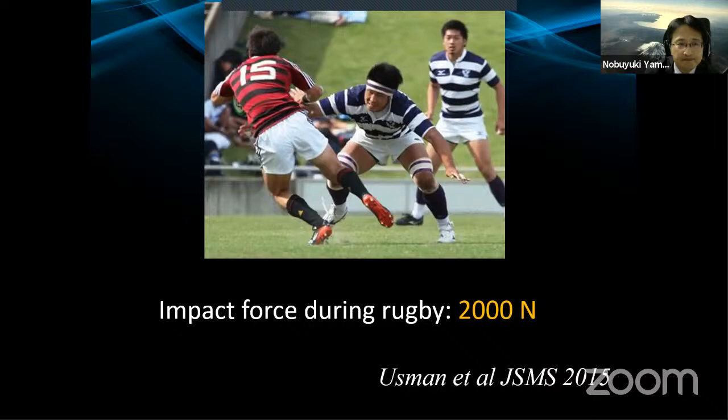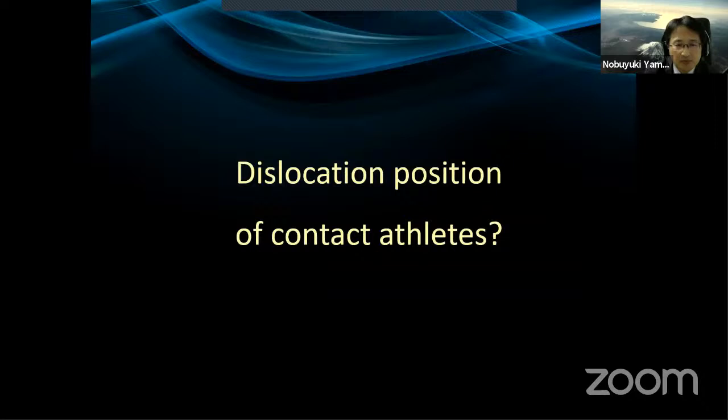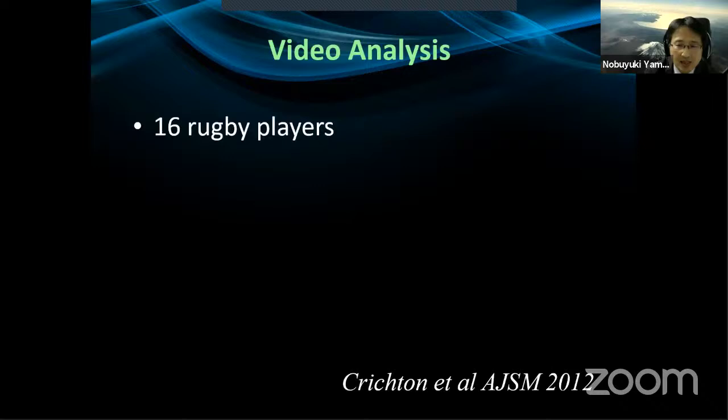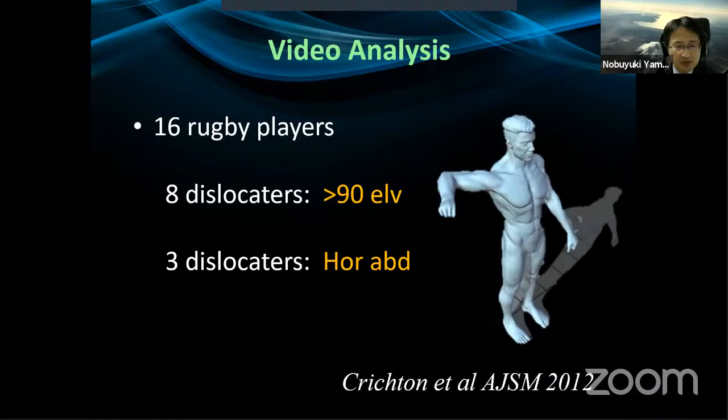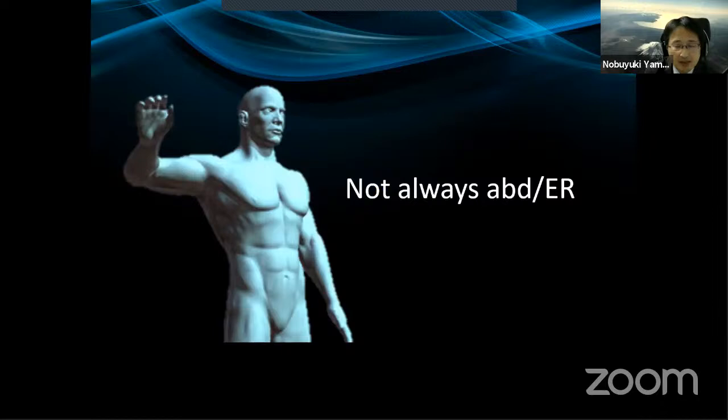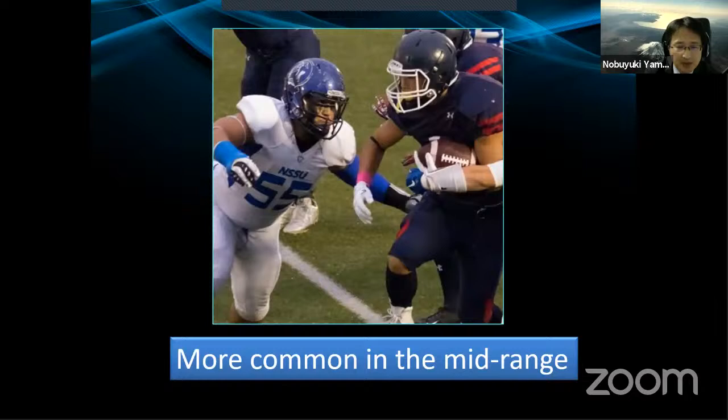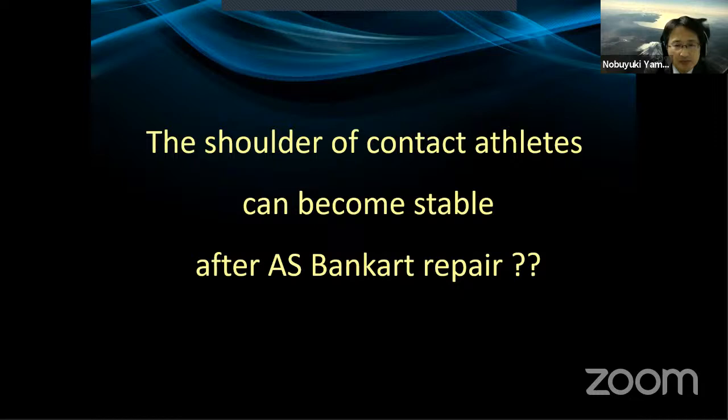What is the dislocation position of the contact athlete? Video analysis using 16 rugby players showed 8 dislocated at more than 90 degrees of elevation, and 3 in horizontal abduction. So dislocation positions are not always abduction and external rotation. In fact, it is more common in the mid-range. The shoulder of the contact athlete can become stable after arthroscopic Bankart repair.